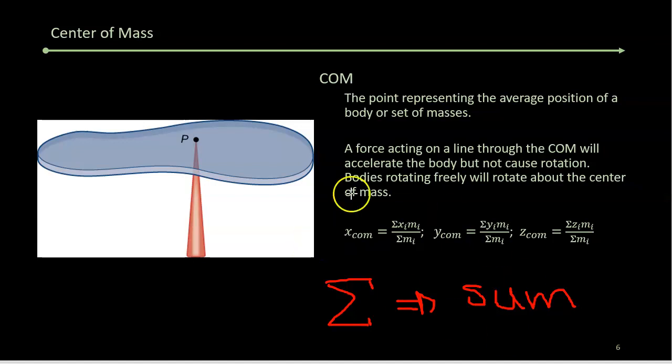Don't let this notation confuse you. Just start thinking of x1 m1 plus x2 m2 plus x3 m3 plus x4 m4, all divided by m1 plus m2 plus m3 plus m4.